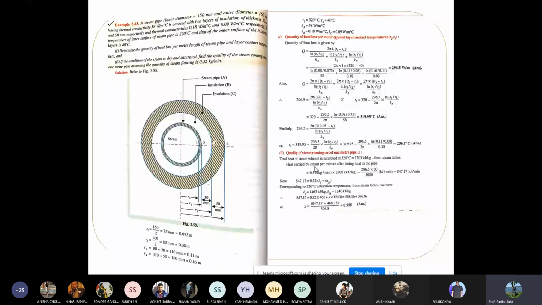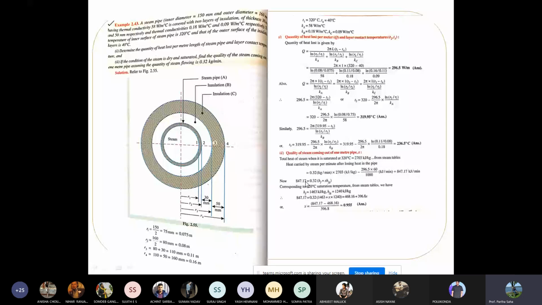Total heat of steam when it is saturated at 320 C is 2703 kilojoule per kg from the steam table. That has not been provided in the problem, so we take it from the steam table. If it is in the problem, I'll give it to you. The heat carried by the steam per minute after losing heat in the pipe: 0.32 kg per minute is given, which is multiplied by the total heat from the steam table, right? So you get 847.17 kilojoule per minute.